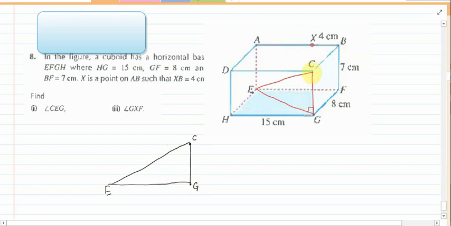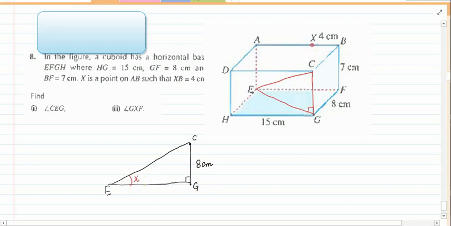Now the value of CG will be 8, that is the height of the cuboid. So CG is 8 centimeter. The value of EG I don't know yet. And what do I need to find? I need to find the angle E. So let's say this angle is X.